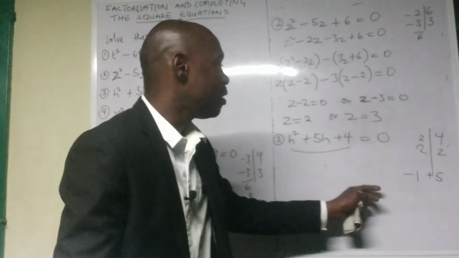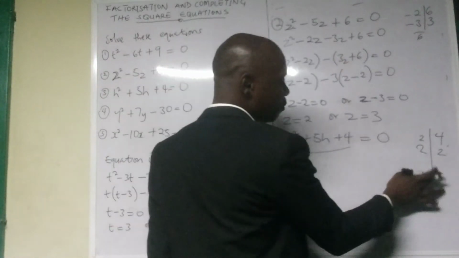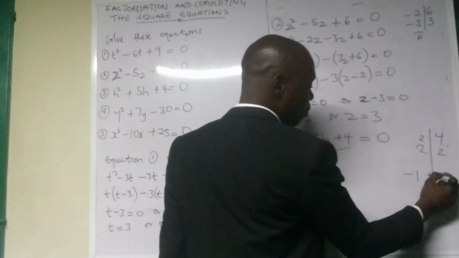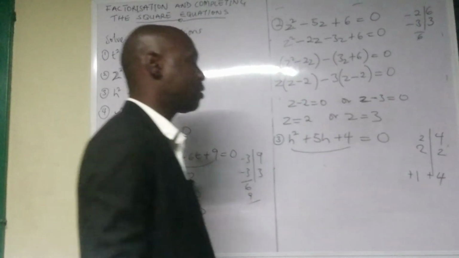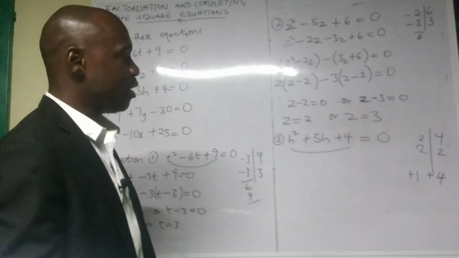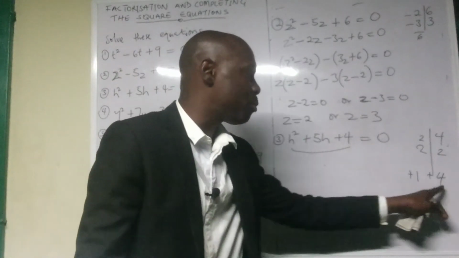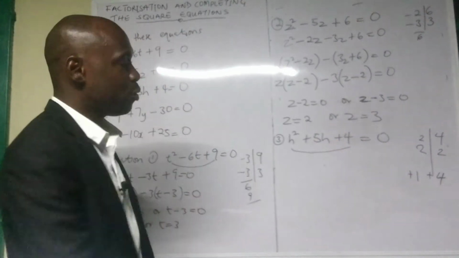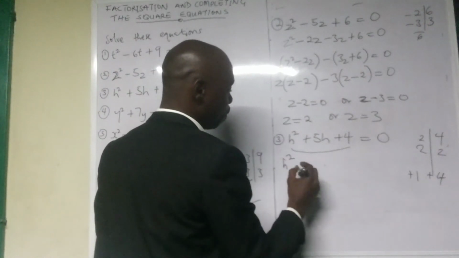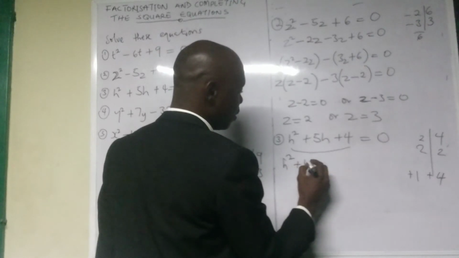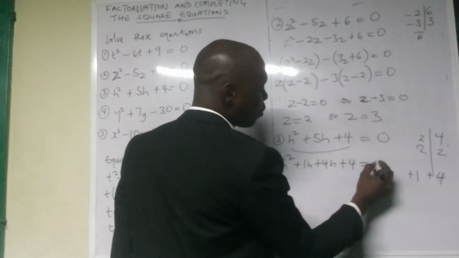Sorry, positive 4 and positive 1. Let's do it like that. 4 times 1 is 4. Then if you add positive and positive together, it's going to give you 5. So let's input this into our equation. So it will now give us h squared plus 1h plus 4h plus 4 equals 0.